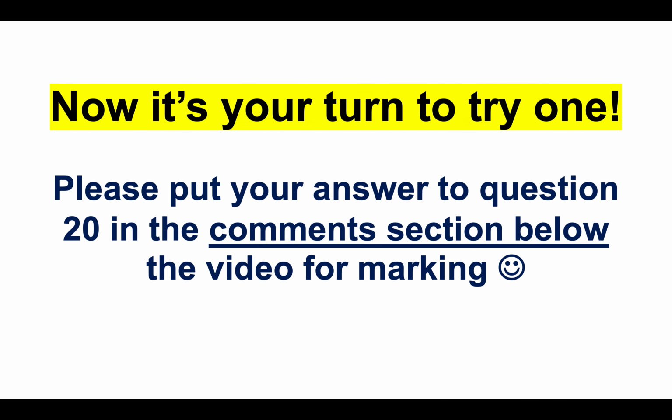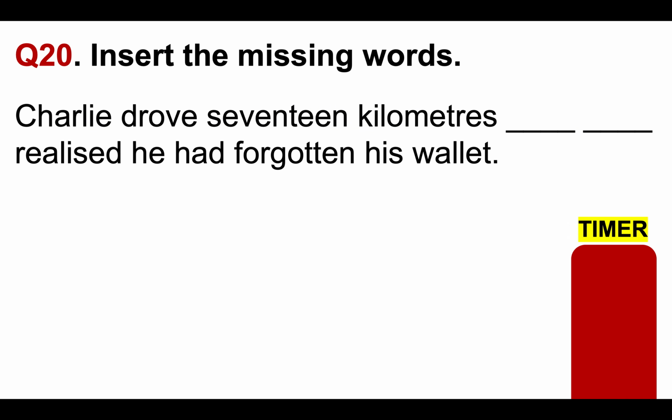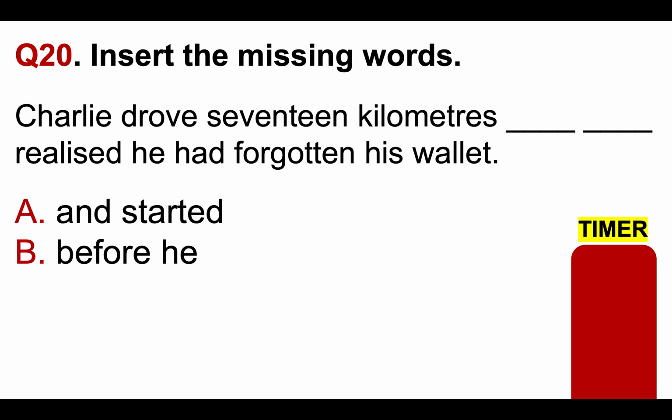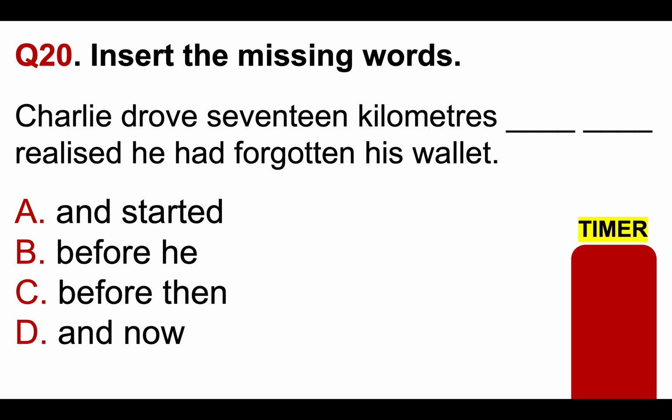So now it's your turn to try one of these. Please put your answer to question 20 in the comments section below the video for marking. Charlie drove 17 kilometres blank blank, realised he had forgotten his wallet. A, and started. B, before he. C, before then. D, and now. Here's your timer.